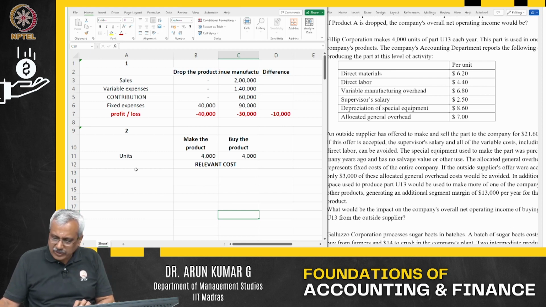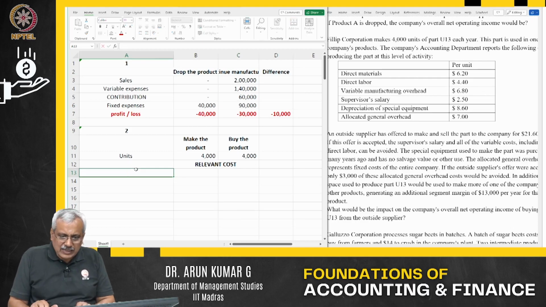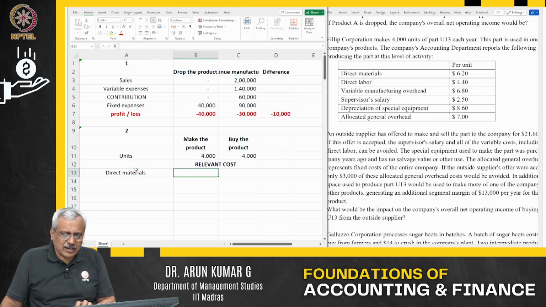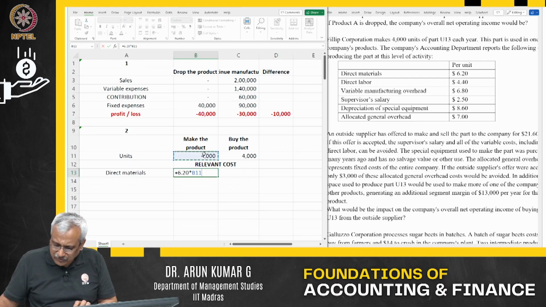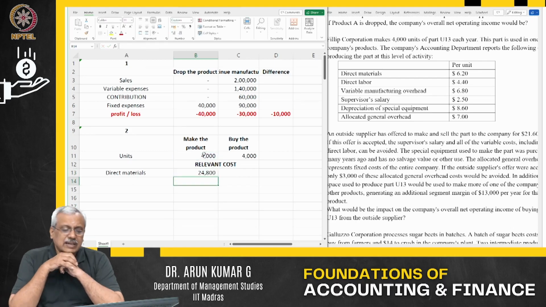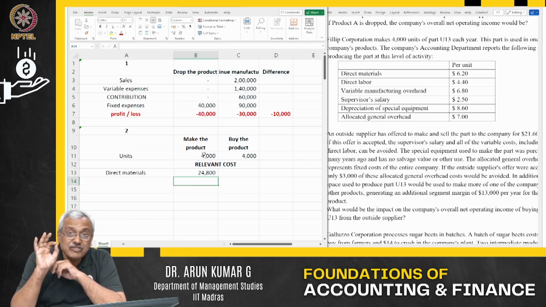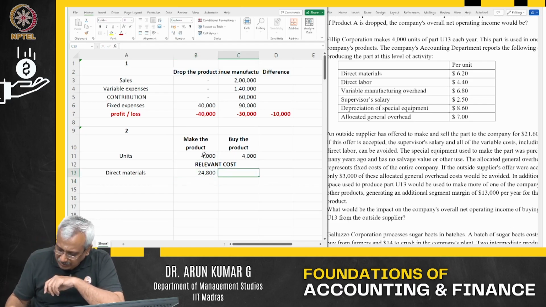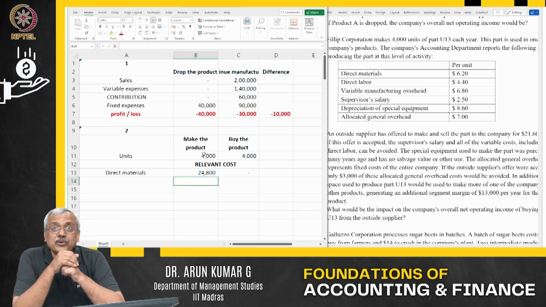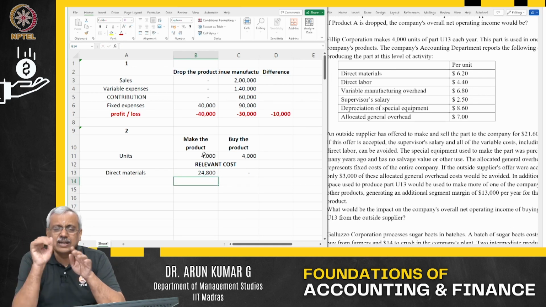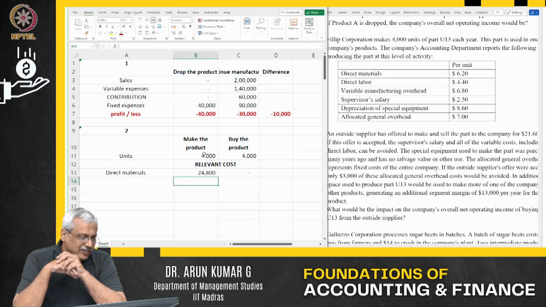Let us go one by one out here. Let us say direct materials. What is the cost of direct materials? It is 6.20 per unit. How many units am I manufacturing? I am manufacturing 4,000 units. My direct material is 24,800. If I buy the product, it is blank out there. I am not going to spend any material cost. Sir, you will spend a cost of purchase. Yes, we will come to that. Hold it for some time.